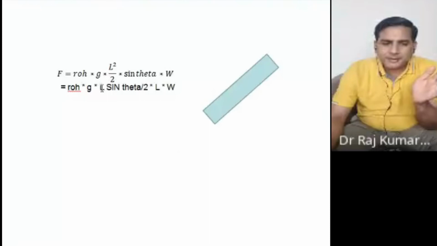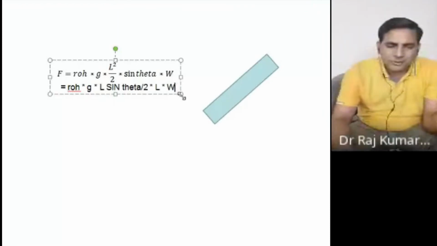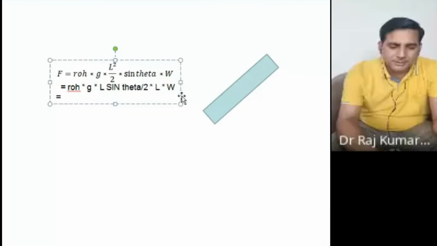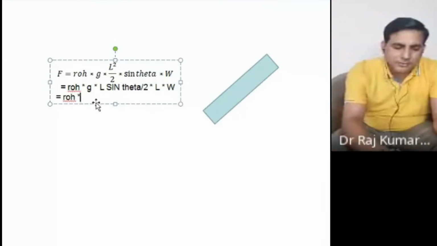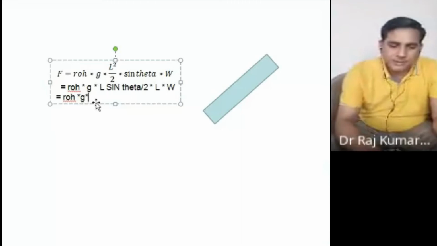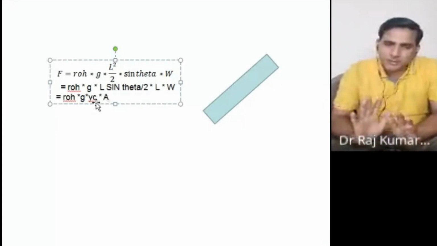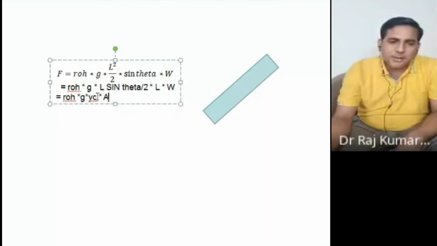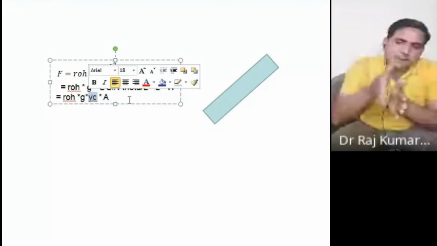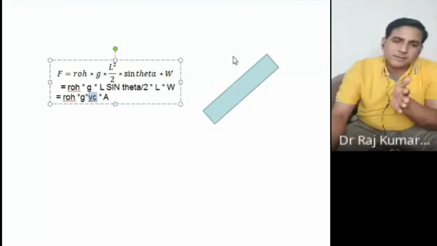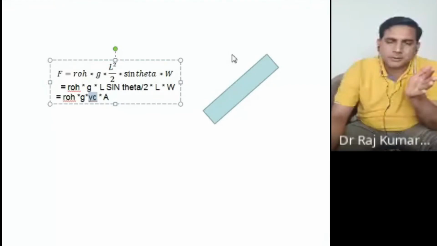Fine. So we can rewrite this particular formula this way. Again, here you can write this rho, L by 2 sine theta and all this. So you are calculating rho into G into YC into this area, L into W, now I have considered area. What is this YC? YC is this L by 2 sine theta. This is the vertical distance of the centroid of this from the free surface of the water. Is that clear?